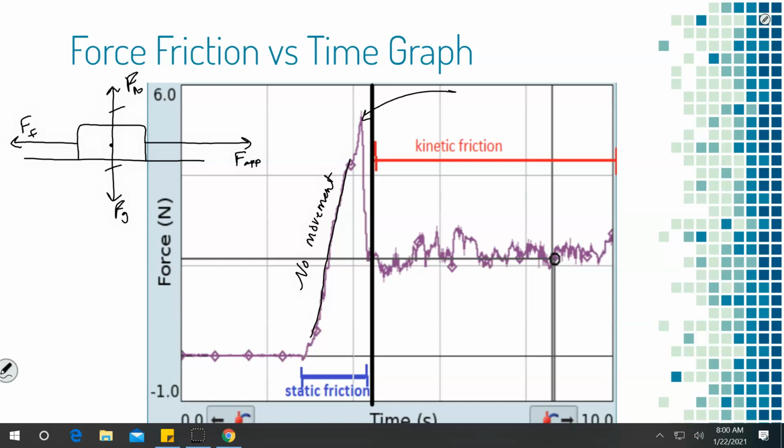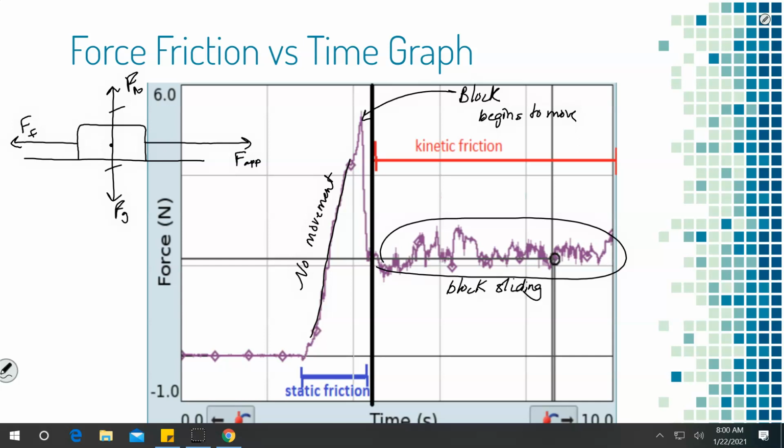At the very peak here, this is the point at which the block begins to move. And then this segment right here is varying a little bit, and that's because of the roughness of the surface. That would be the block sliding. There's a little variation in the force there, because we're trying to keep it at a constant speed. Now, this first segment right here, we would call force friction static, when it isn't moving yet. Once it does move, we call this force friction kinetic. So that breaks down the two types of friction that we have for an object.